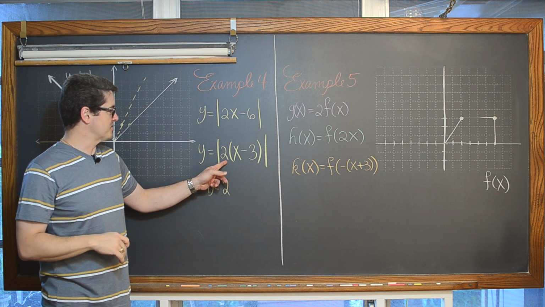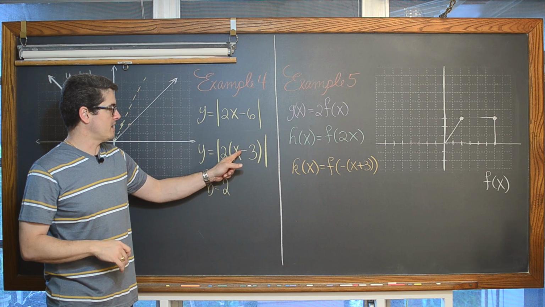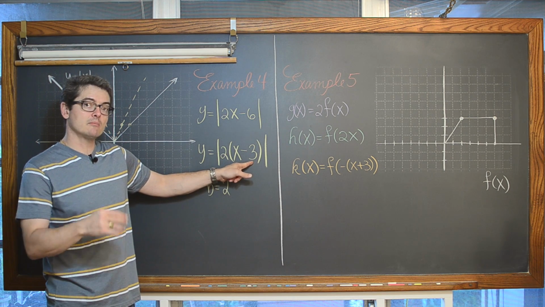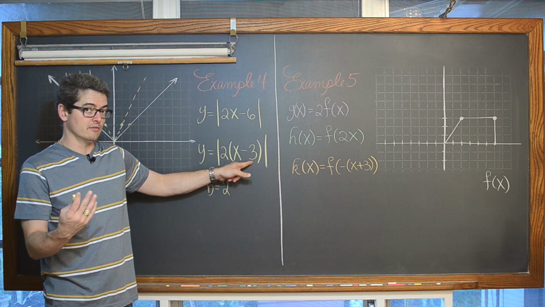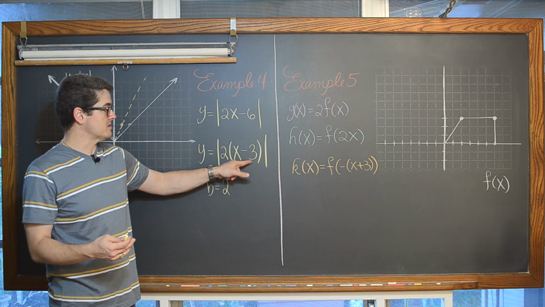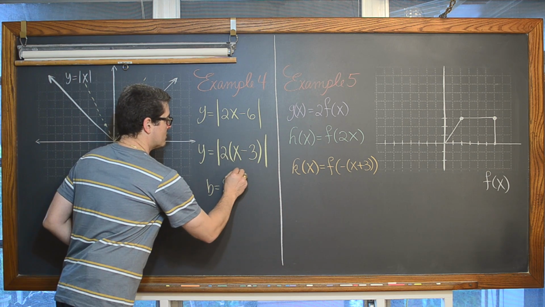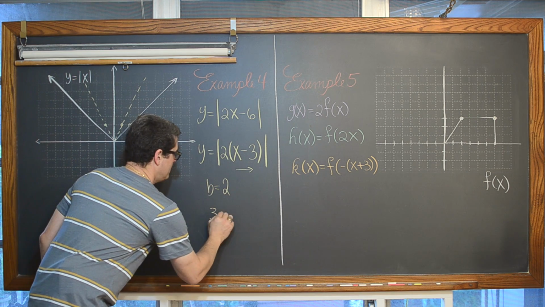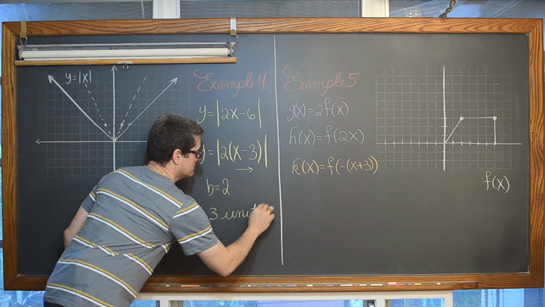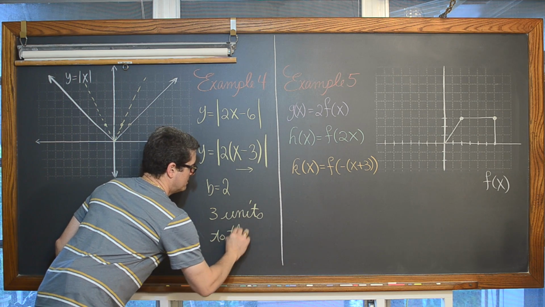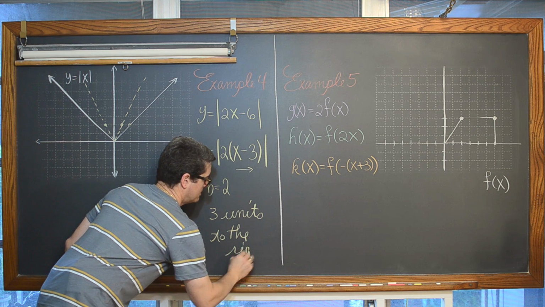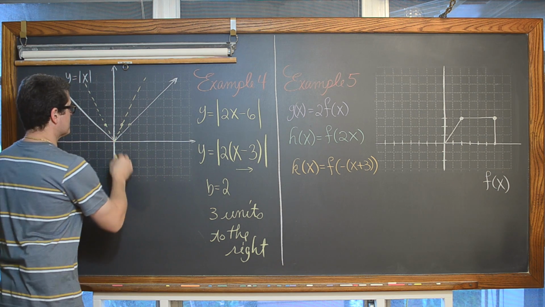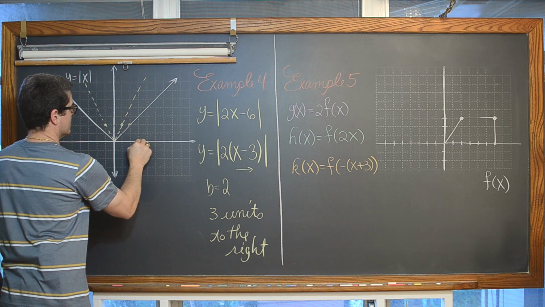horizontal compression of 2, and now we're going to realize that we have an x minus 3. We have an x minus c. That minus 3, well, actually it's a c value of positive 3. That x minus 3 indicates that the graph is going to translate 3 units to the right. And so this point at 0, 0 is going to come over here and be at 3, 0.